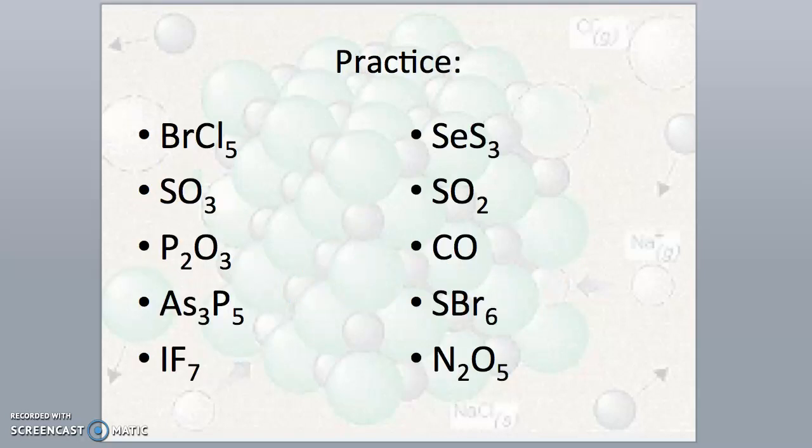We end the lecture with some naming practice. Take the time needed to learn how to name binary covalent compounds because we will introduce a different type of compound with a different set of naming rules in our next lecture.